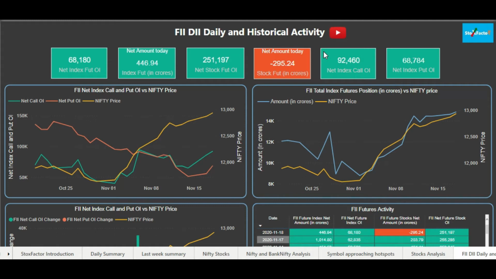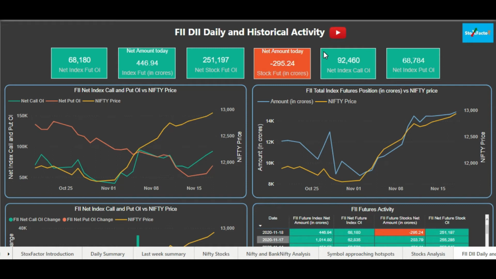Then comes the net index call OI. It means as of today how many call open interest they have newly added in the index. And similarly, net index put OI means whatever net put options they have purchased or sold. Since it is green, it means they have also purchased the index put OIs. So they have purchased the puts on the index.